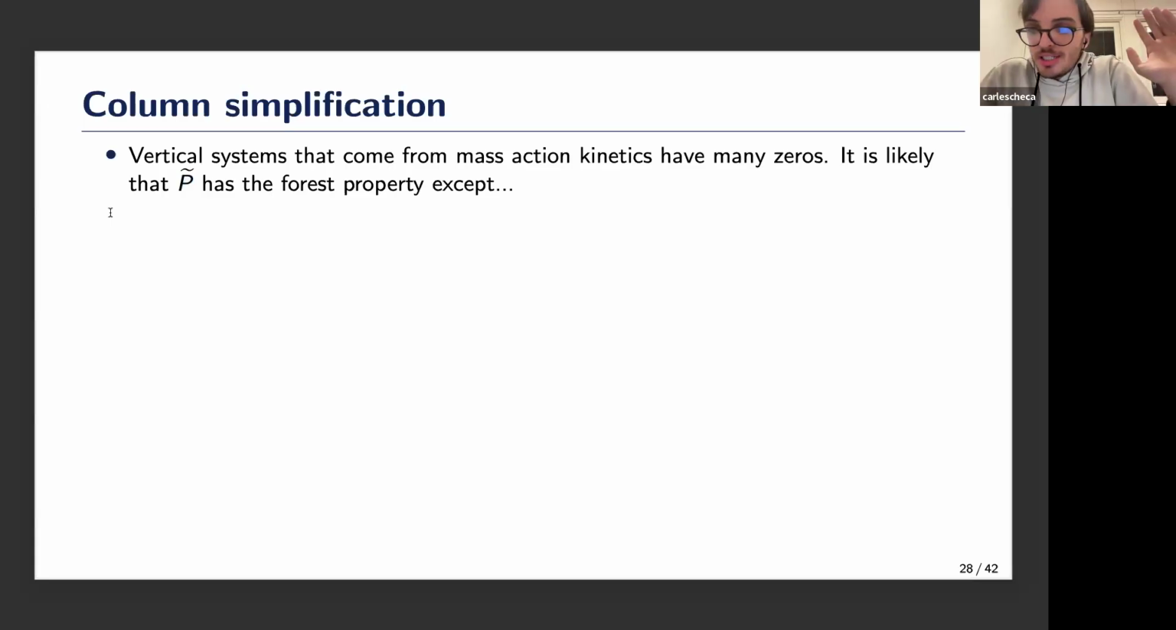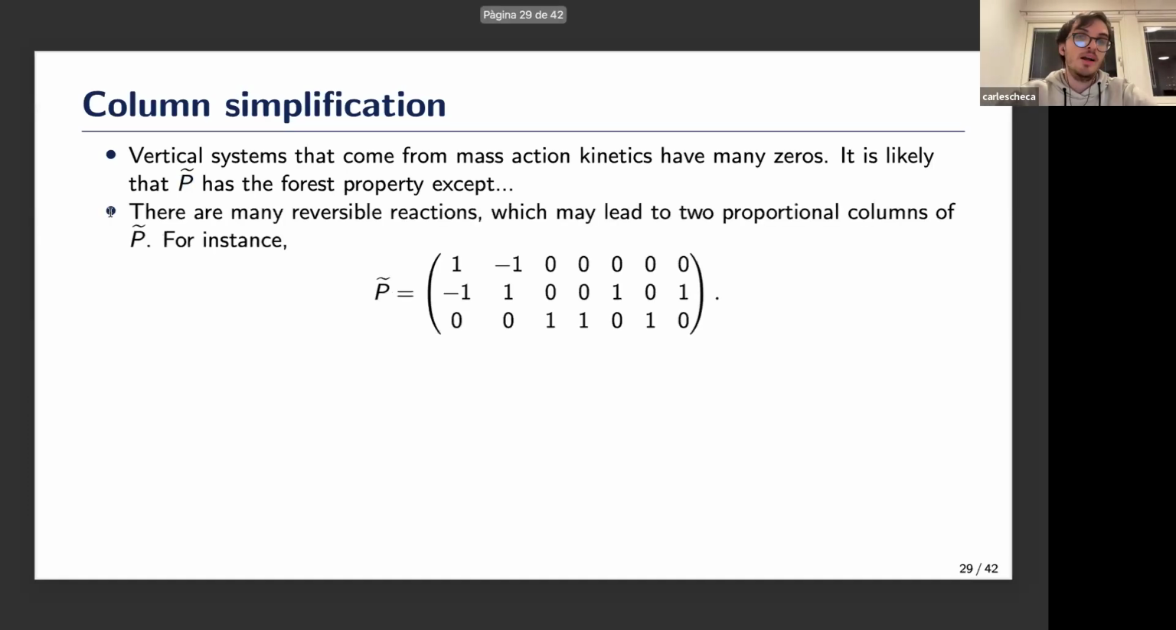But in reaction networks, there's something that usually happens: there are reversible reactions, which correspond to columns of C that are opposite from each other. So if this happens and these columns have non-zero entries, it might happen that when you do the row reduction and you build C, you again have two columns of P that are proportional to each other, actually opposite in the case of a reversible reaction, right?